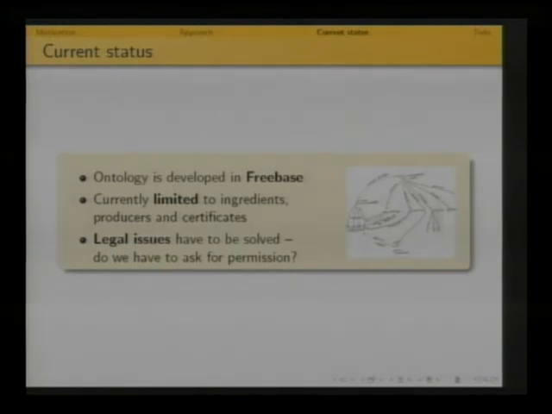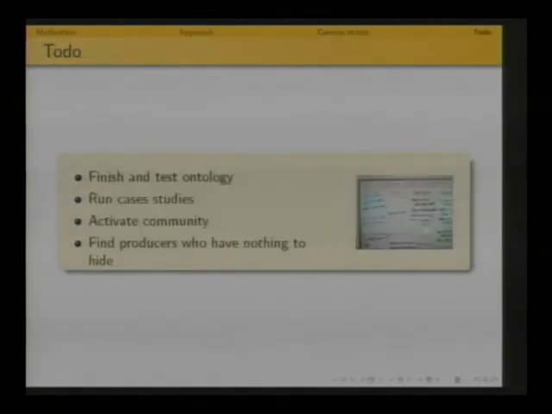Do we have to ask everybody for permission, or can everybody enter the data, when you take a Mars bar and write the ingredients into, for example, Freebase, which is just a current platform, by the way. There's a lot of stuff to do. We have to finish and test these ontologies, run case studies, activate community, which I hope to do right now, and we have to find producers who have nothing to hide, and it's also in their interest, because if people have nothing to hide, then they get more customers who really trust them and buy their products.